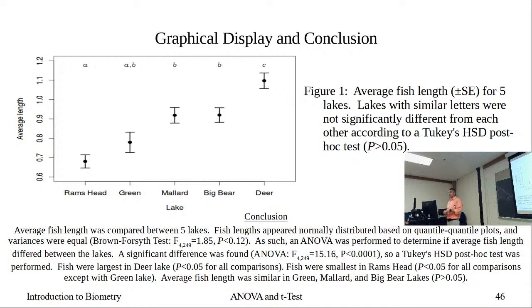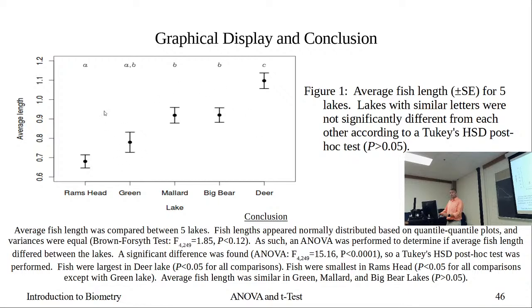So let's say the ANOVA was not significant. The original ANOVA p-value was greater than 0.05. We don't run a Tukey's, so we just have a figure like this with no subscripts, and we just say the average fish length for these 5 lakes. No difference was detected between them. So we would say something like that and include the ANOVA.